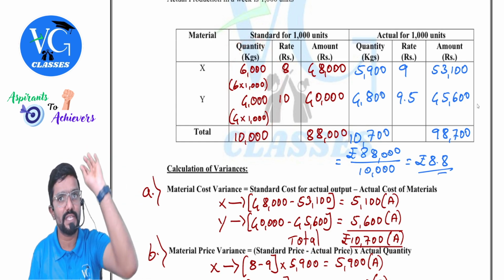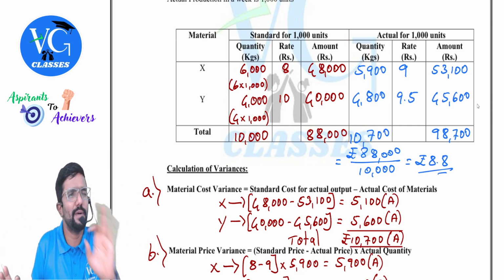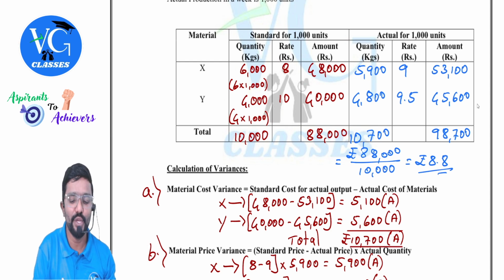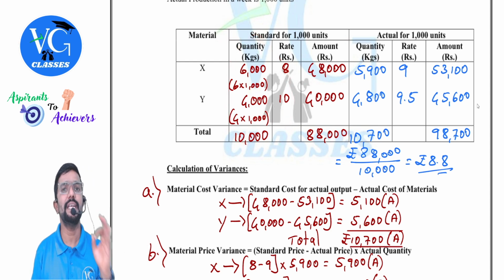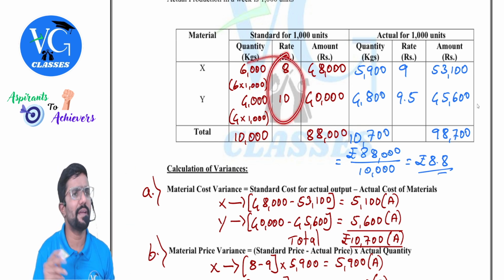Whenever you are solving the question, first check whether standard quantity is for actual output. If it is already given, well and good. But most of the time they don't give it directly. You need to calculate it. Standard should always be for what? Actual output. Okay, sir.